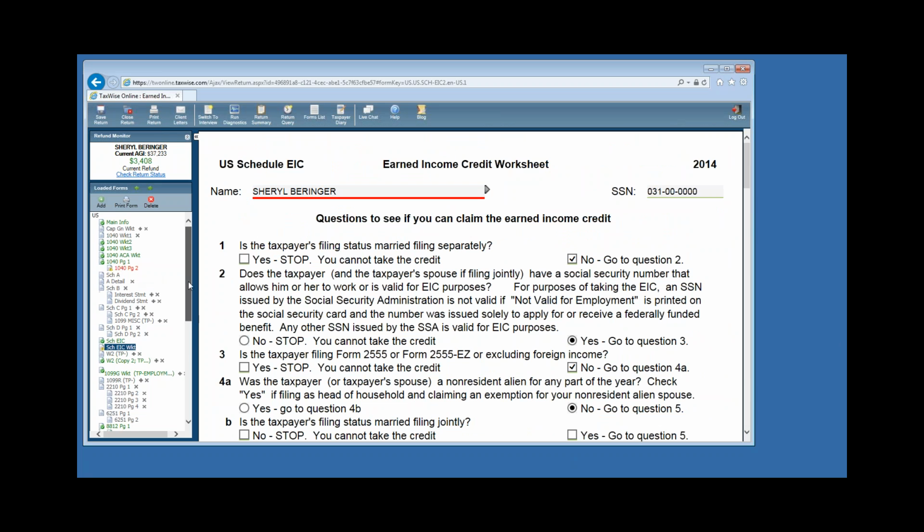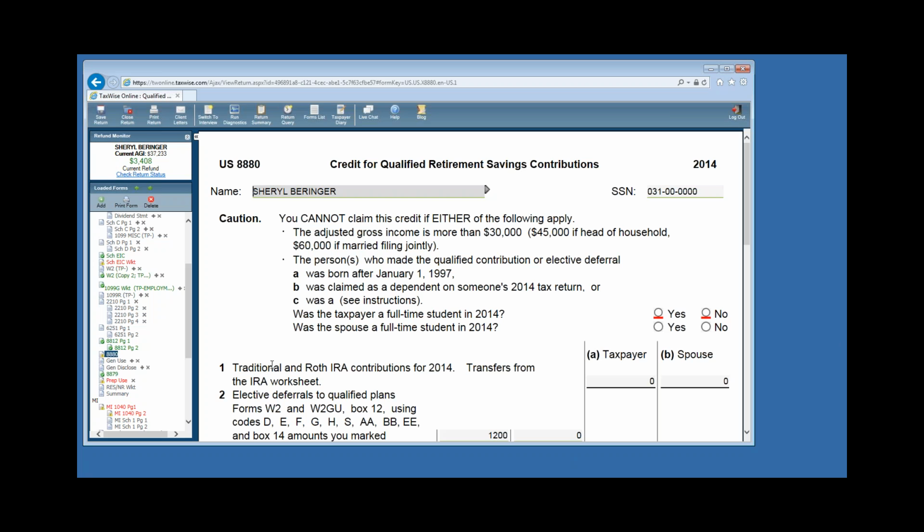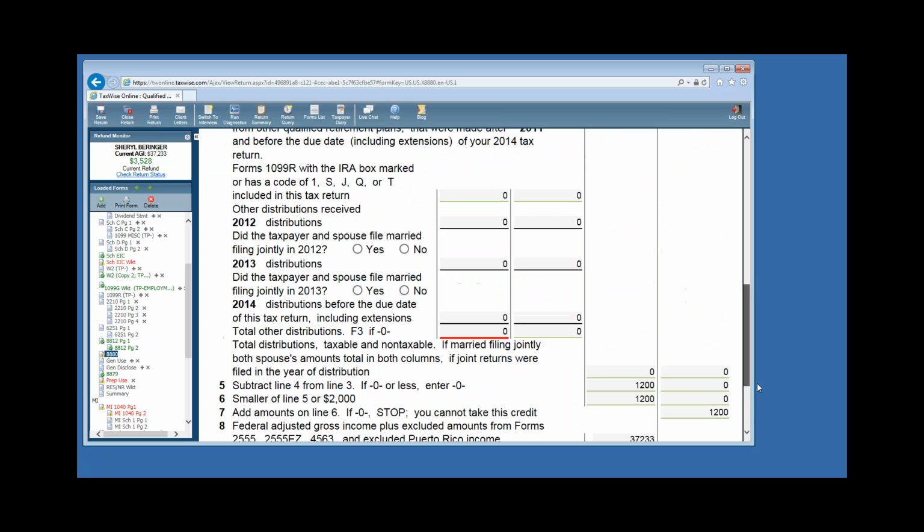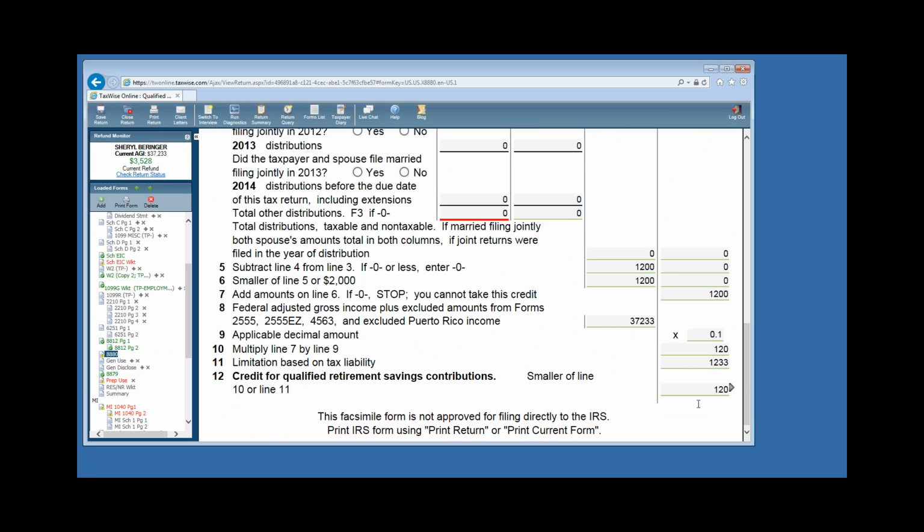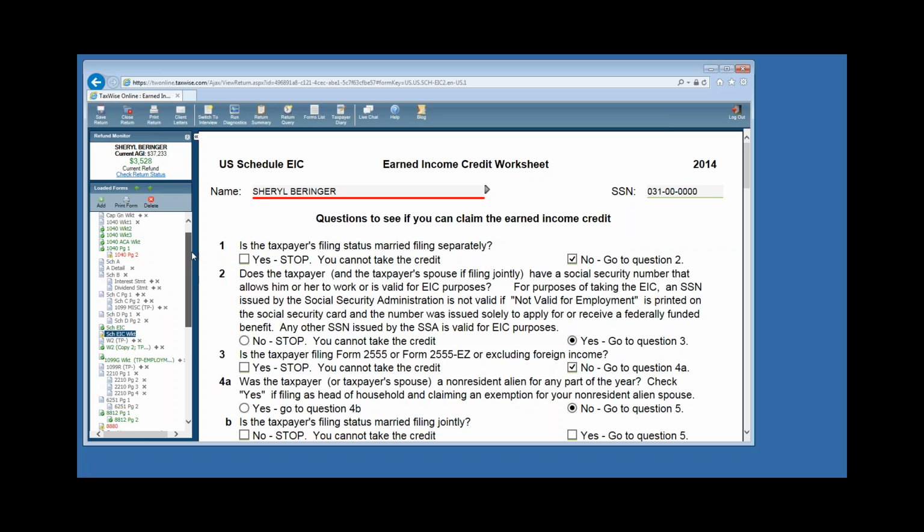Before we go back to our page 2, we'll just want to look down our forms tree. It looks like this 8880 form is highlighted. Let's take a look here. This is for that qualified retirement savings contribution credit. So again, to be qualified for this credit, they just cannot be a student. So Cheryl's not a student, so we indicate no, and that creates a small little credit, but it's nice. It's money, and it does the same thing.